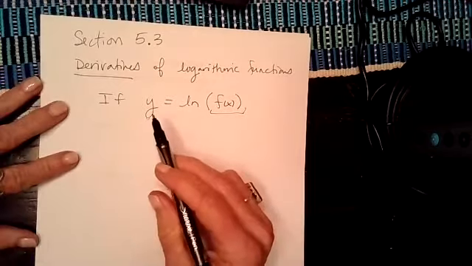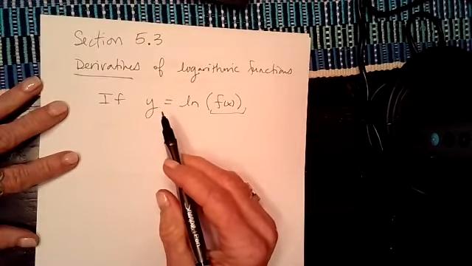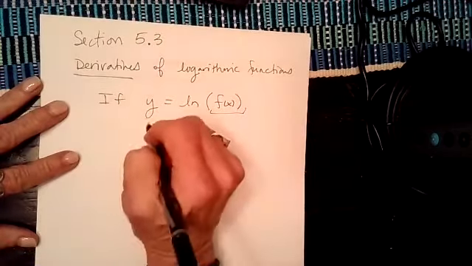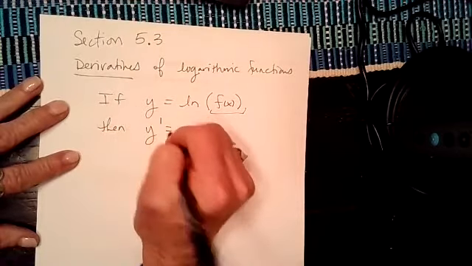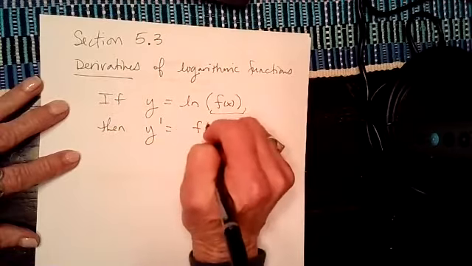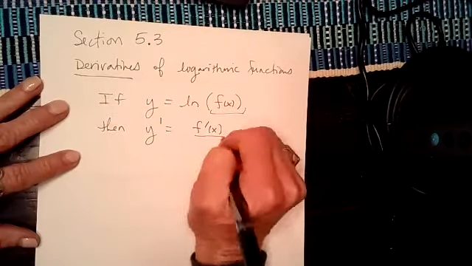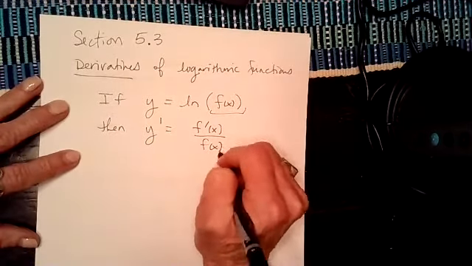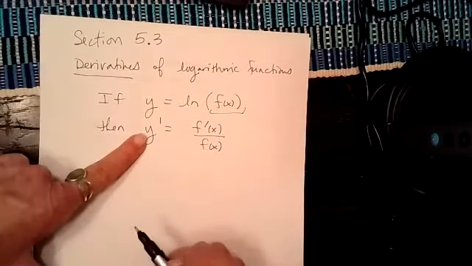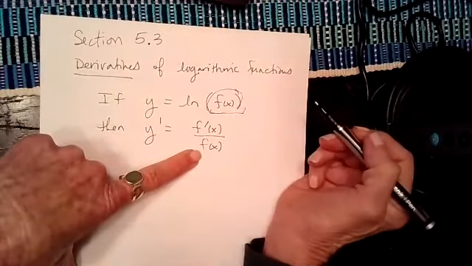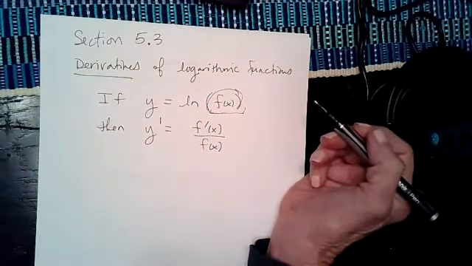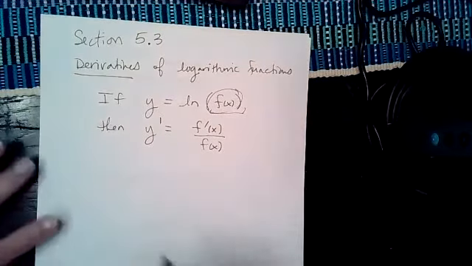So if you have the ln of a function, the derivative of the ln is the derivative of the argument over the argument. So the derivative of an ln doesn't have an ln in it. It has the derivative of this over this.